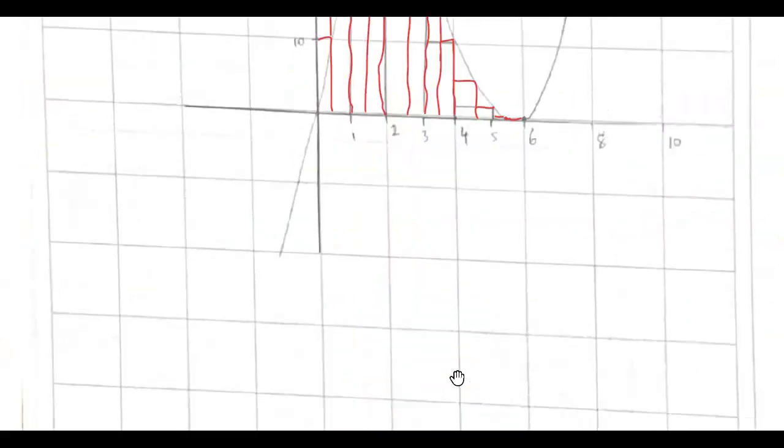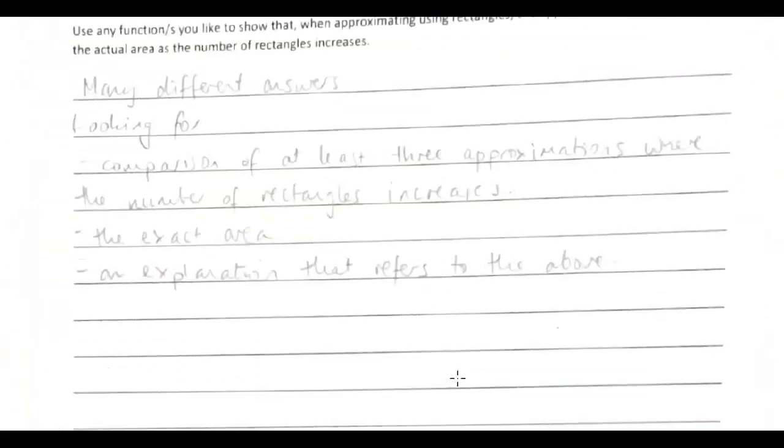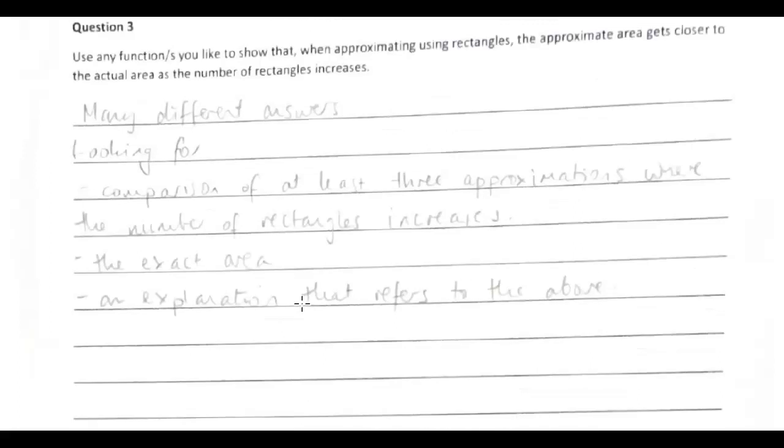So just going back to those points, what you had to show. I said at least 3 would have been ideal, but most of you just did 2, so that's okay. The exact area and an explanation. So, as I pretty much just said before, you would then refer to those values.